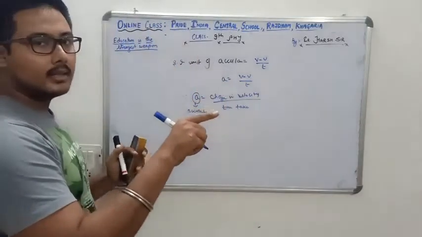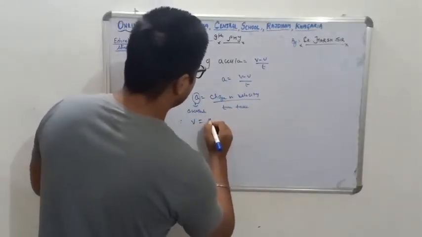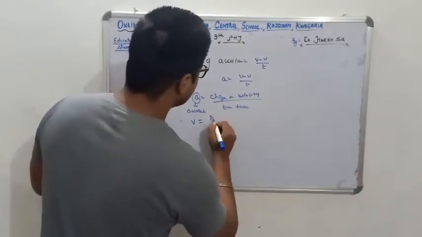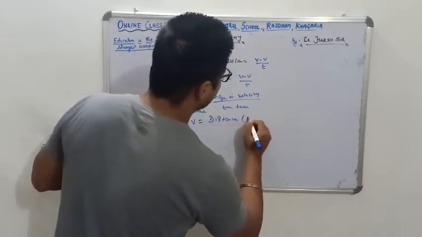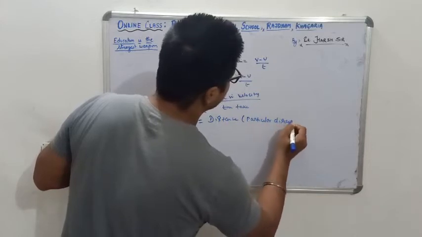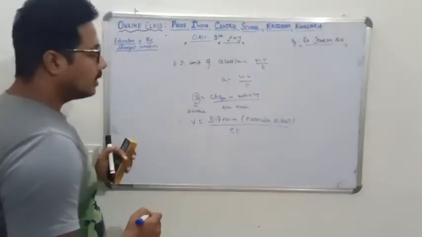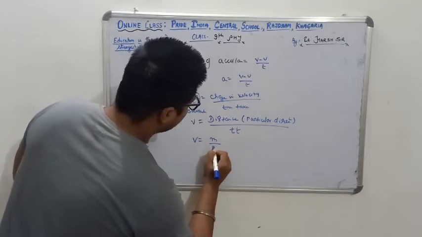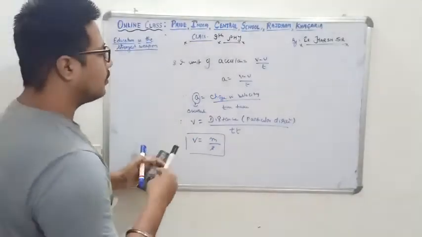We have already seen what velocity is. Velocity is distance traveled in a particular direction divided by the time taken. T is nothing but the time taken. So we can write that velocity is nothing but meter per second.